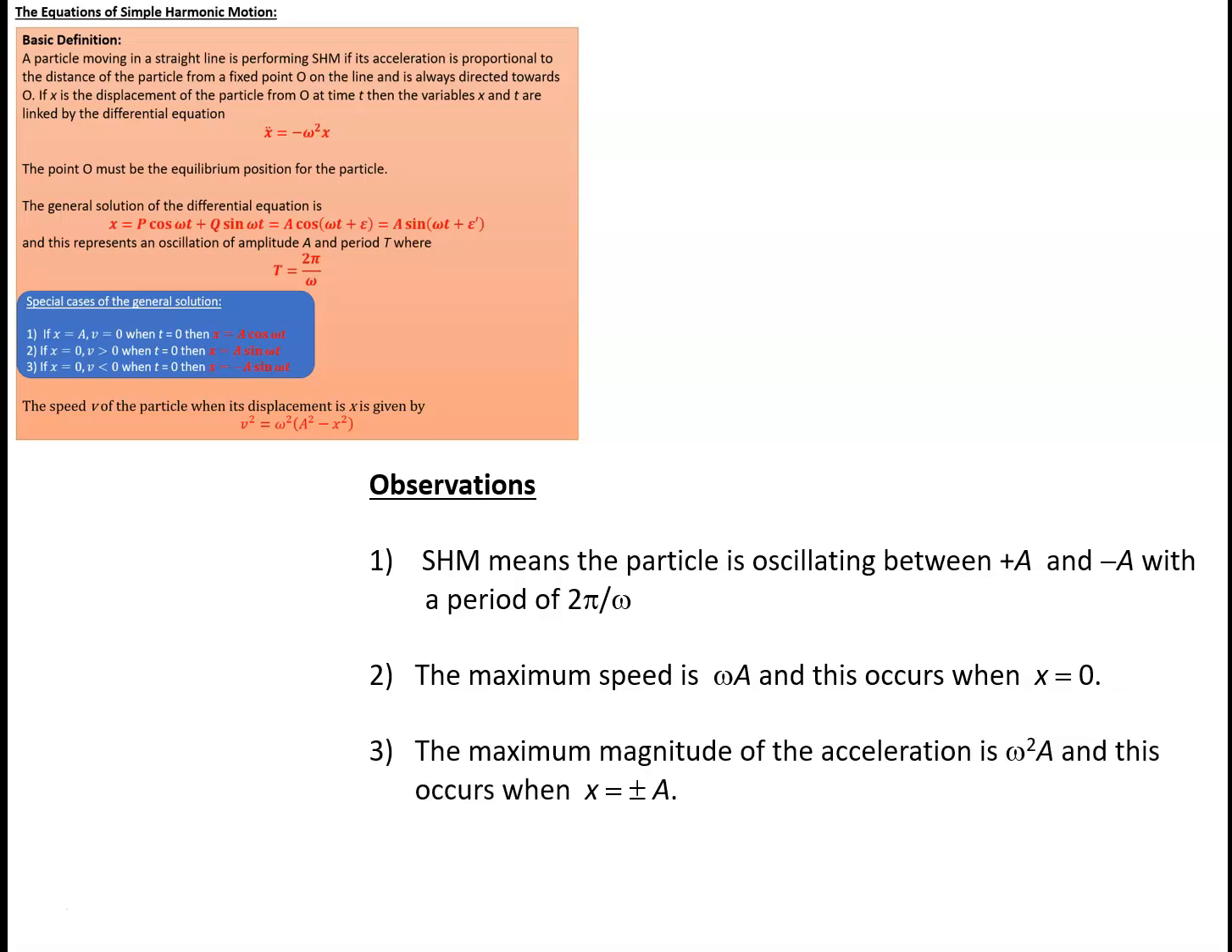The maximum magnitude of the acceleration is omega squared a, and this occurs when x is plus or minus a. That is due to the fact that we know the acceleration is simply minus omega squared times the displacement x. So the maximum size of the acceleration is just going to be omega squared times the maximum size of the displacement, which is a.